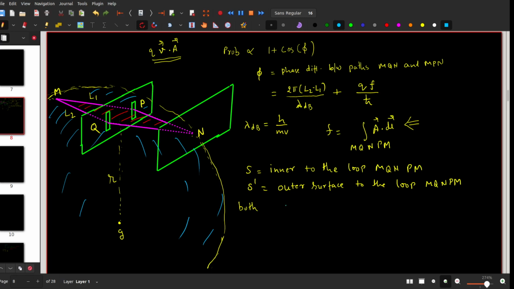So if we consider Stokes' theorem with the surface S, then with this definition, F corresponding to surface S will be this path integral of A dot dl along M, Q, N, P, M. If we calculate F corresponding to S, then this will be the integral of curl of A dot dS over the surface S, and this will be the flux through S.